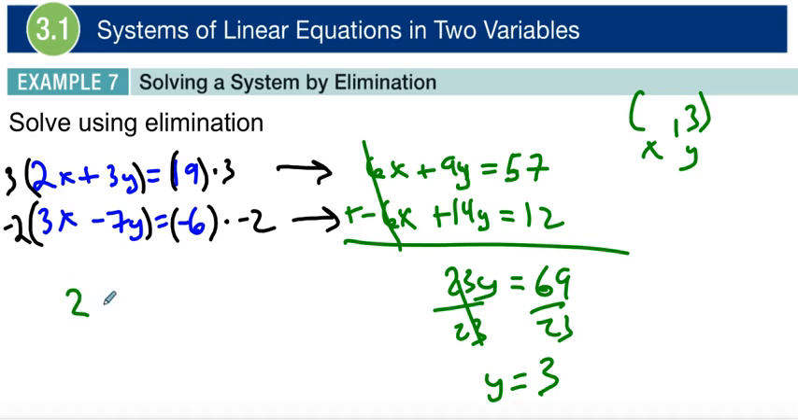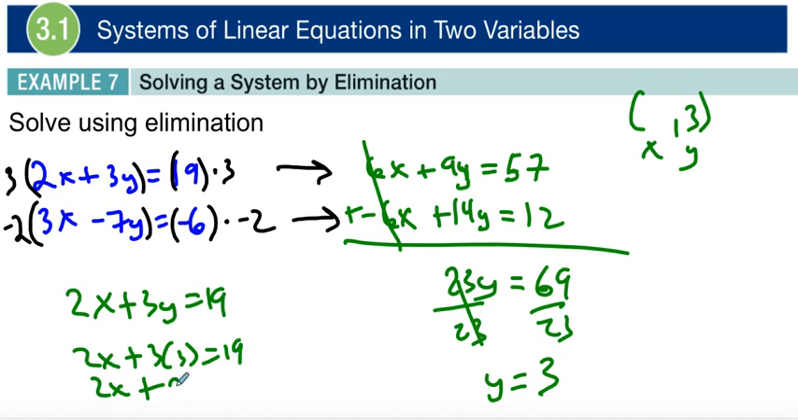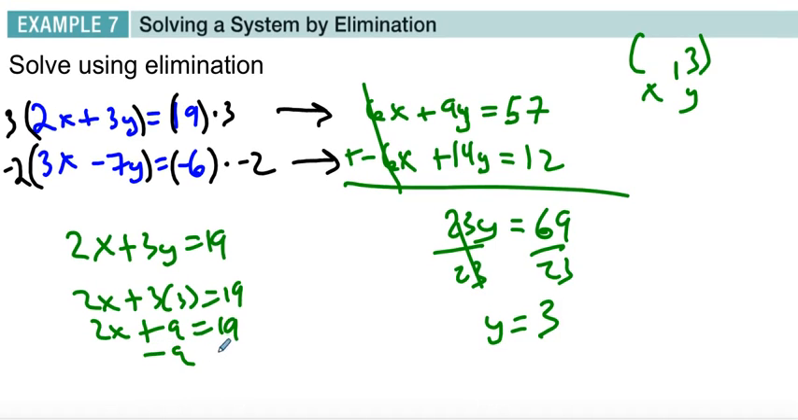So let's just see, so 2x plus 3y equals 19. Now I'm going to plug in 3 for y. The 2x plus 3 times 3 equals 19. 2x plus 9 equals 19. Minus 9. So 2x equals 10, which means x equals 5. So that would be our x value right here. So the solution is 5, 3.